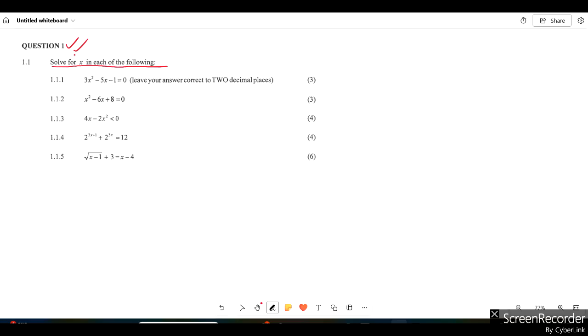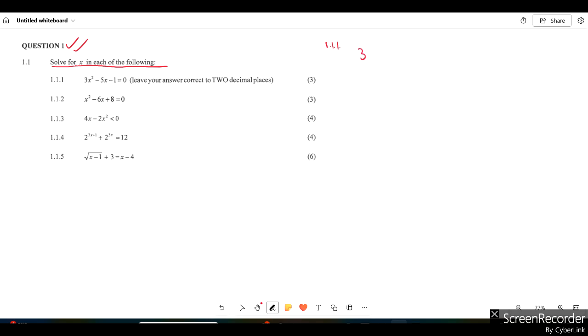Guys, I will start with 1.1.1. It says that 3x to the exponent of 2 minus 5x minus 1 equals 0. Leave your answer correct to 2 decimal places. Guys, whenever you see this, leave your answer correct, just know that you are using a quadratic formula.